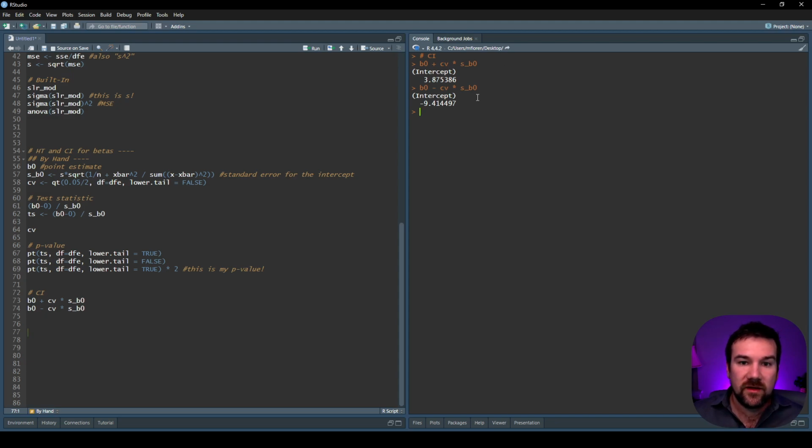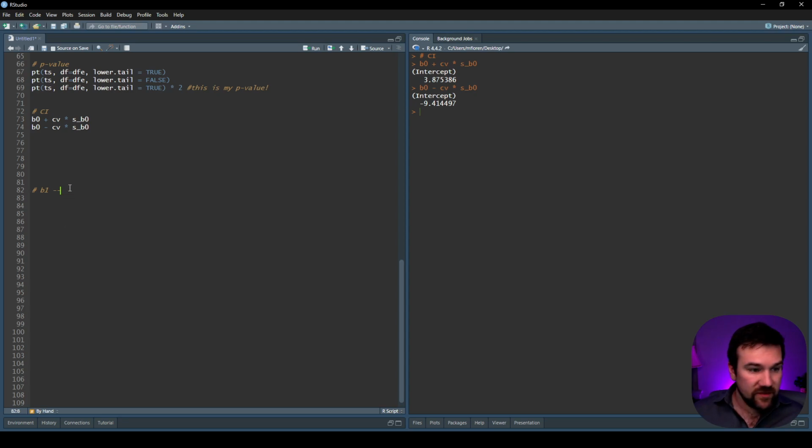Cool. And that's my confidence interval, 3.875 to negative 9.414. All right. Well, let's keep going. So let's move on to tests of the slope.